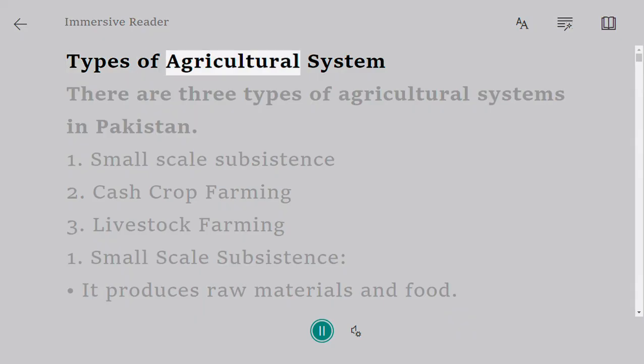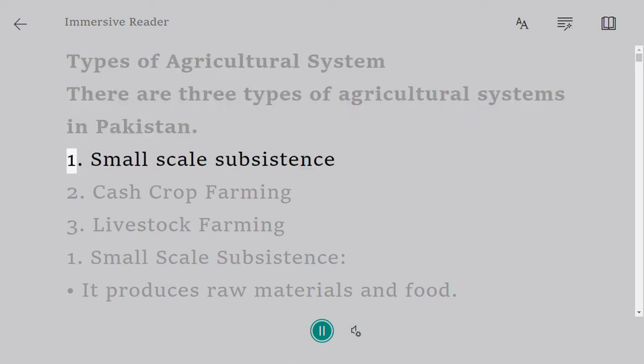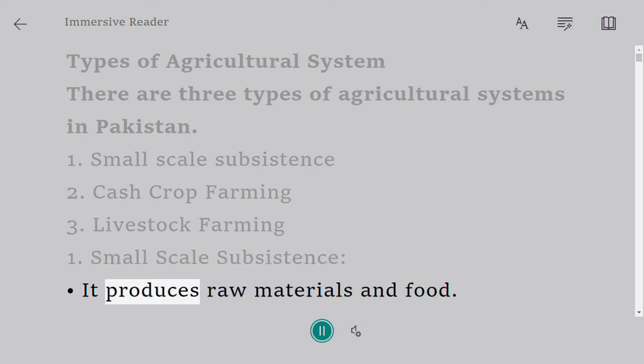Types of agricultural system. There are three types of agricultural systems in Pakistan: 1. Small-scale subsistence. 2. Cash crop farming. 3. Livestock farming. 1. Small-scale subsistence. It produces raw materials and food.